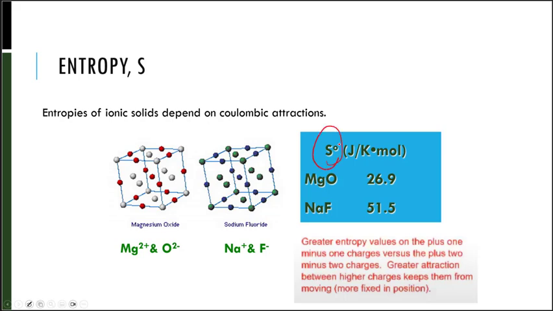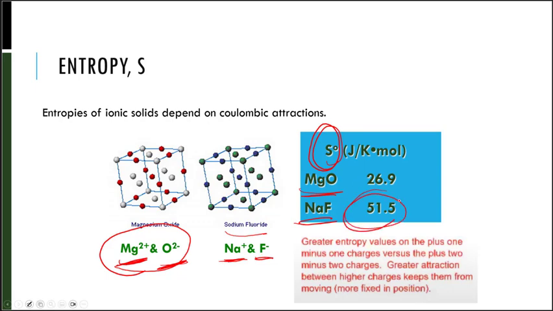We looked at the value of S for a liquid versus a solid, but what about if I looked at two different compounds, magnesium oxide and sodium fluoride? The difference here, we can see that magnesium is a +2 ion and oxide is a -2 ion. Sodium fluoride is a 1-to-1 ratio, +1 and a -1. And we can see here that we have a much greater number of 51 versus 26 for the +1 and the -1 compound. The greater entropy values are on the +1, -1 charges versus the +2, -2 charges.